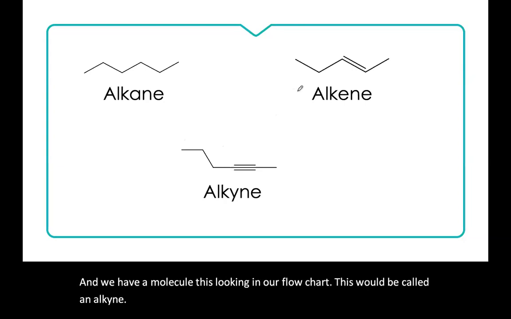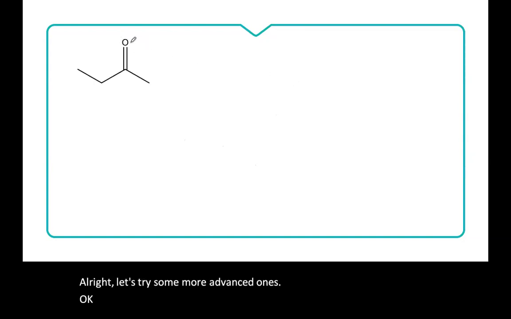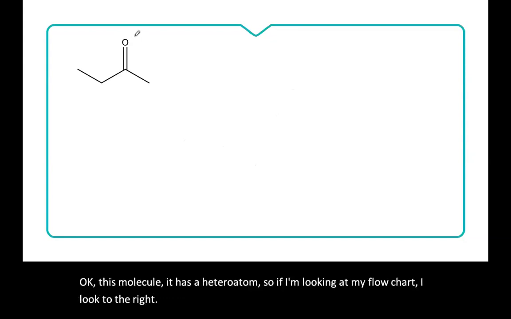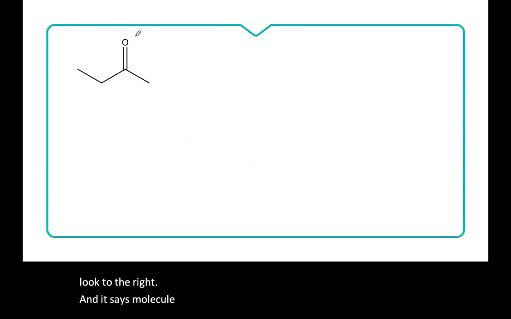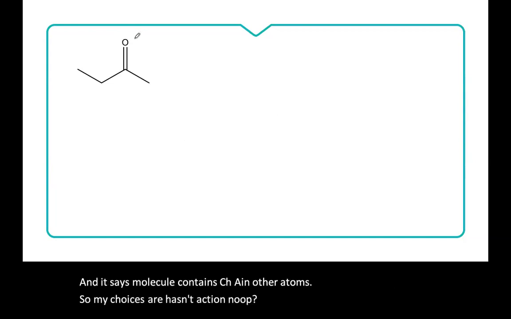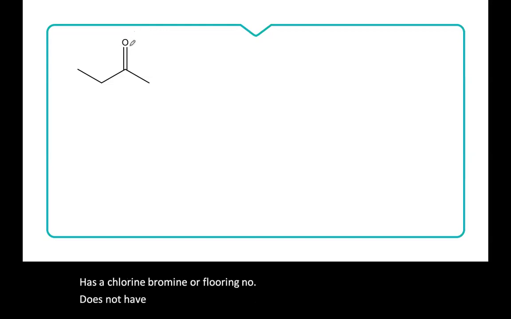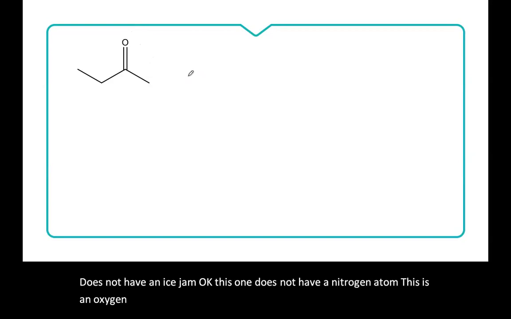All right, let's try some more advanced ones. Okay, this molecule, it has a heteroatom. So if I'm looking at my flow chart, I look to the right and it says molecule contains CH and other atoms. So my choices are has a nitrogen, nope. Has a chlorine, bromine, or fluorine, no. Does not have a nitrogen atom. Okay, this one does not have a nitrogen atom. This is an oxygen atom. It's only got one oxygen atom.